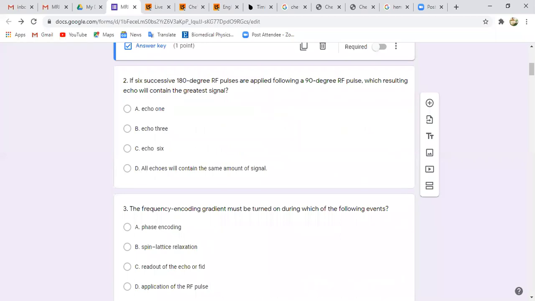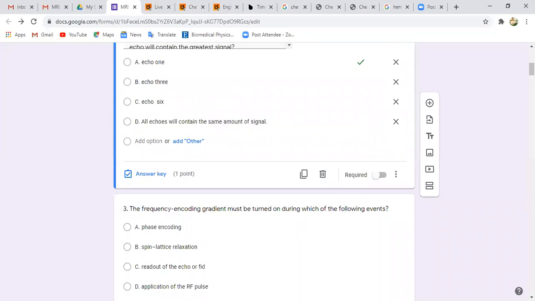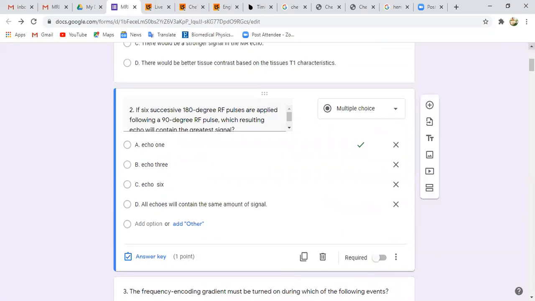Number two, six successive 180-degree RF pulses applied following a 90, which resulting echo will contain the greatest signal? Is it the first, the sixth, or the third? Echo 1, it should be echo 1, the first one. Because the signal follows the FID curve, the free induction decay curve, which exponentially drops down. So at any point in time, the first has the highest signal, followed by the second, the third, and so on. For six successive 180s following a 90, the earlier the echo, the more pronounced.